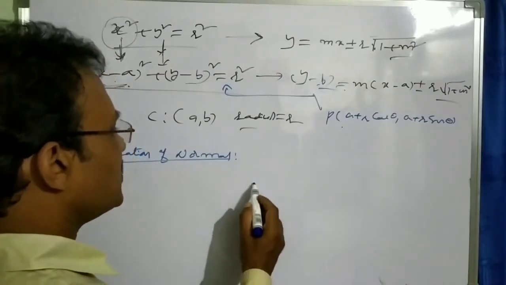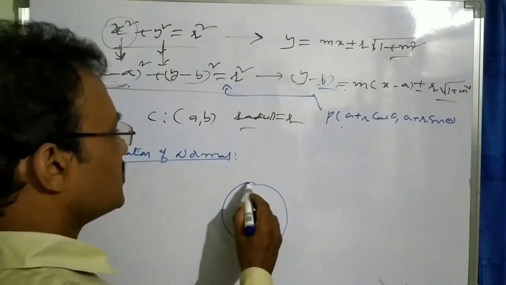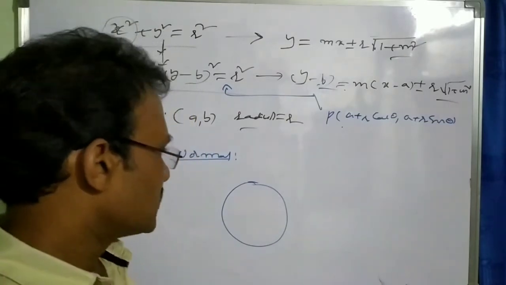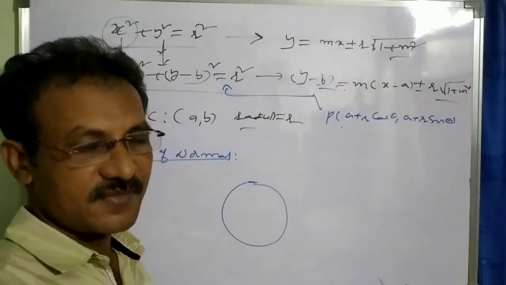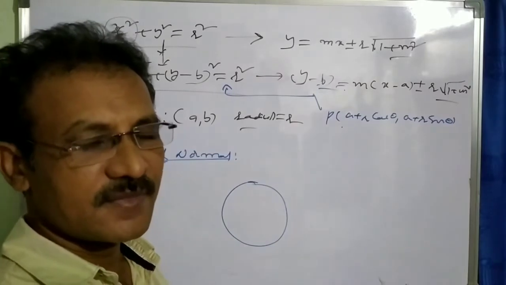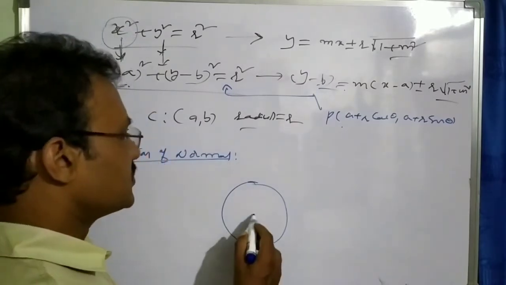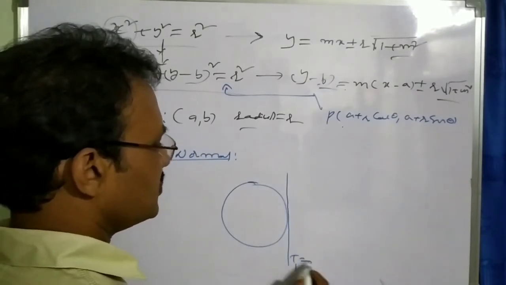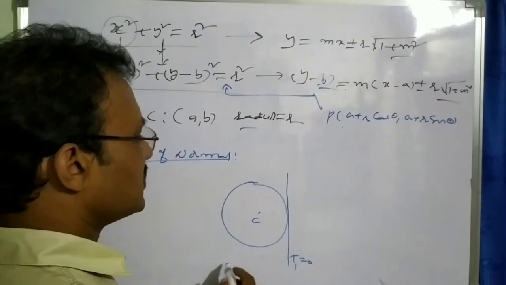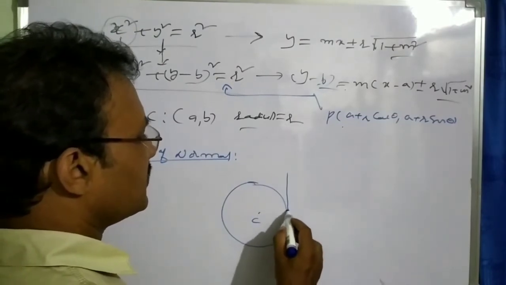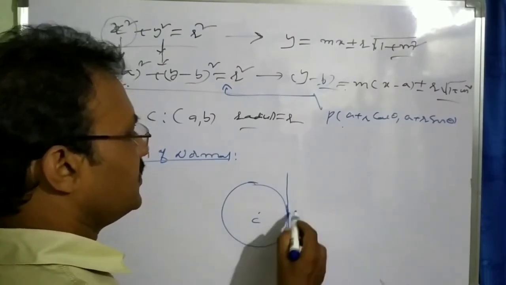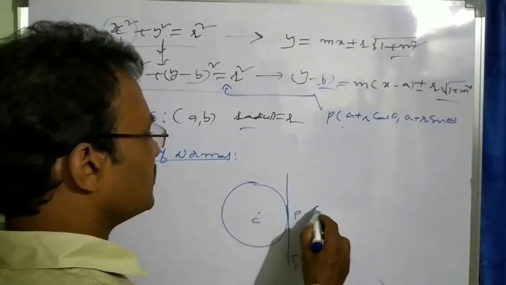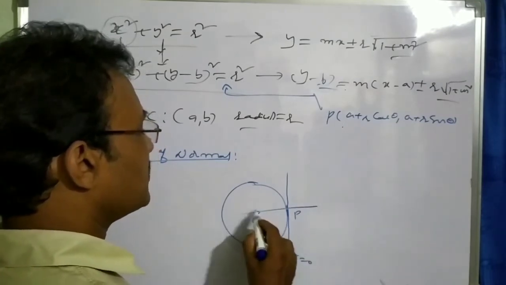In case of a circle, it is very easy to understand. Except for the remaining conics, studying the normal is very easy in the case of a circle when compared to the remaining conics. Suppose there is a tangent to the circle, T1 is equal to 0. This is the tangent. This is the center of the circle. Suppose P is the point of contact of the circle and tangent. So what about the normal? The normal is always perpendicular to the tangent and passes through the center of the circle.